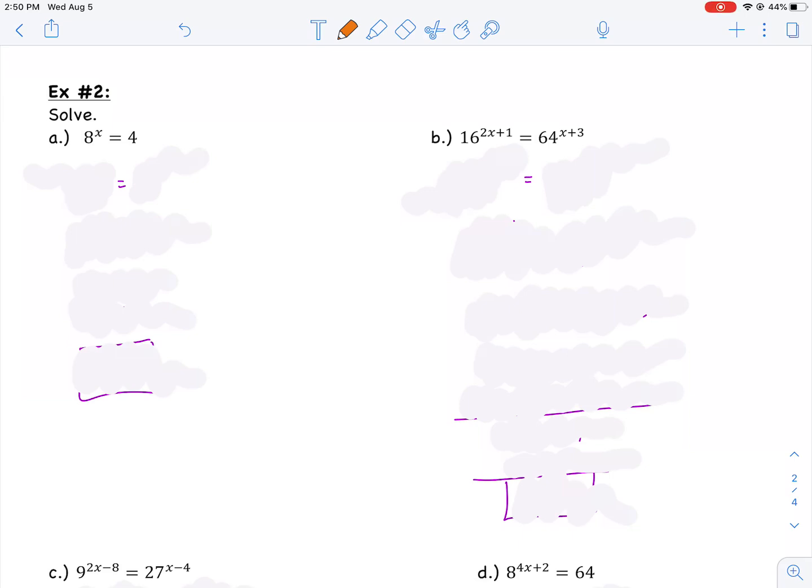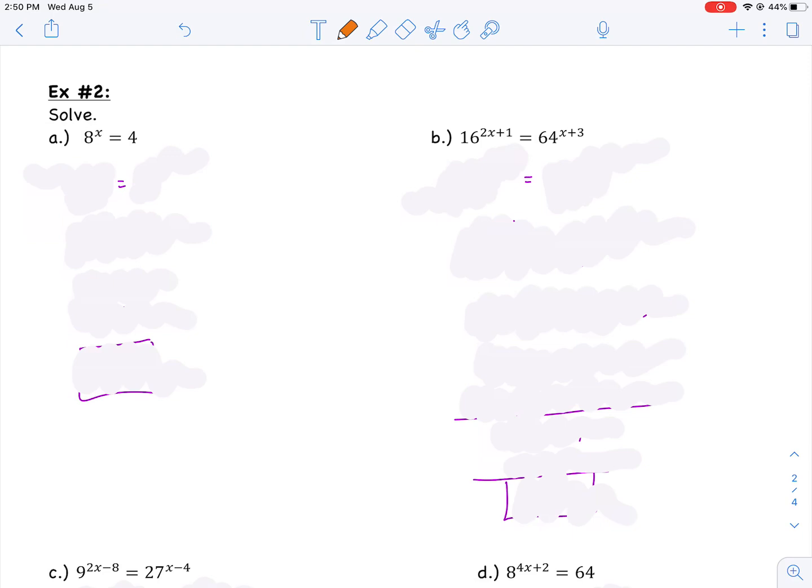All right, let's do another few examples on solving exponential equations. We talked before about that principle of equality where if we can get the bases to be the same, then our exponent should be the same. So let's do a few more of those.